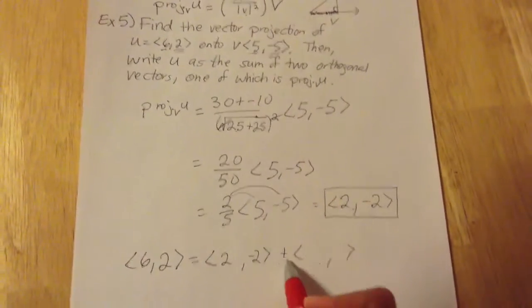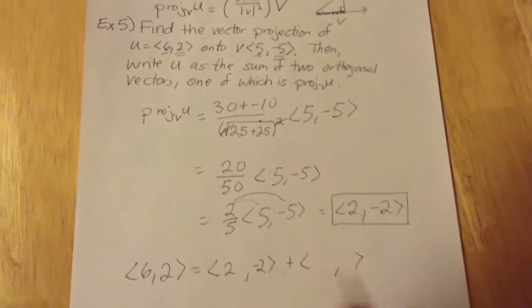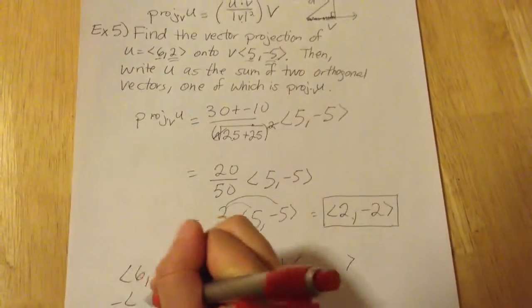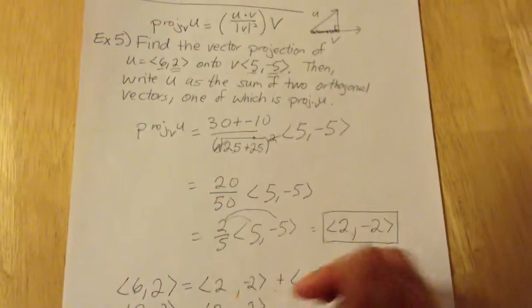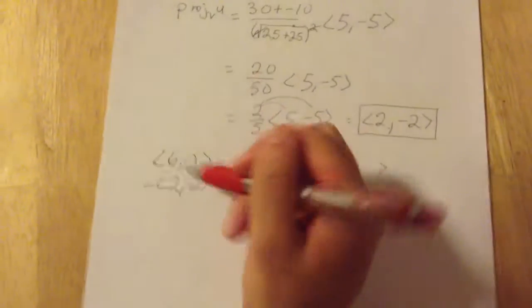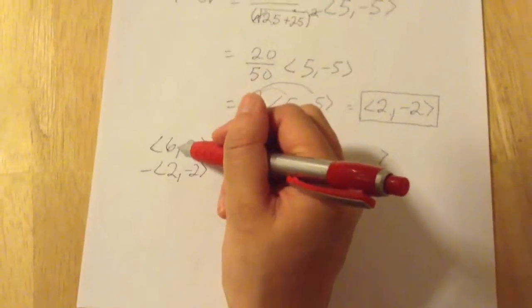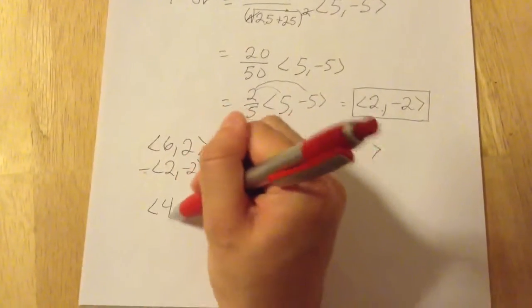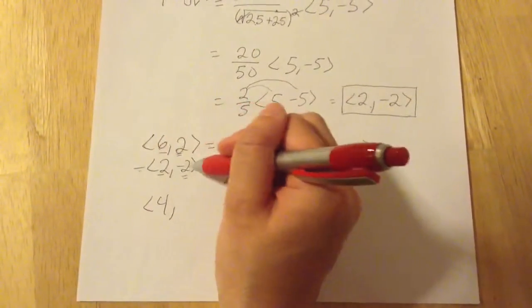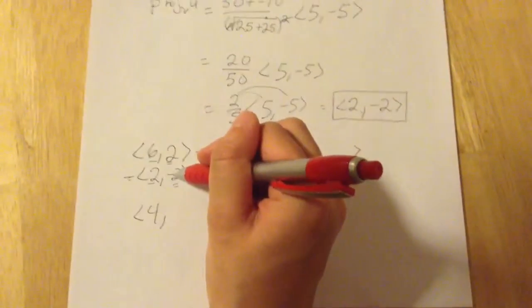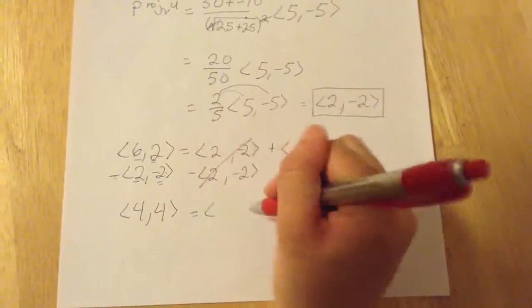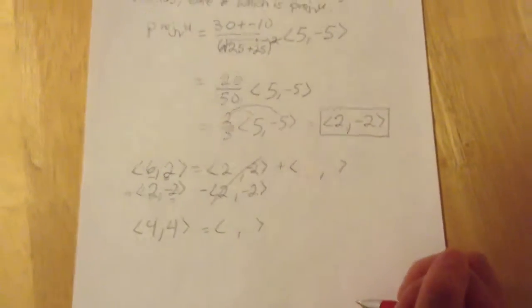So just like algebra, to undo addition, we're going to subtract. We're going to subtract the projection from both sides. So that unknown vector that I would like is just going to come from the subtraction. So 6 minus 2 would be 4. Those are the x's. For the y's, 2 minus negative 2. Well, minus a negative is the same thing as adding. So 2 plus 2 is 4. That equals our unknown vector that we didn't know before.